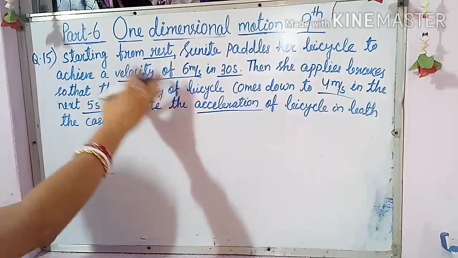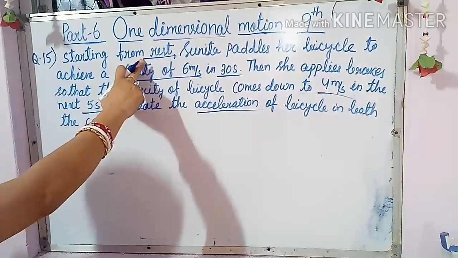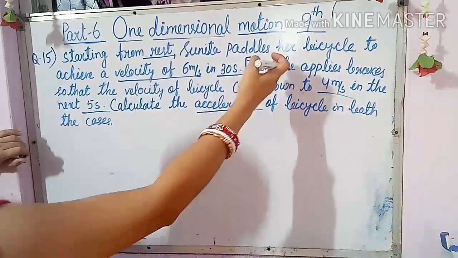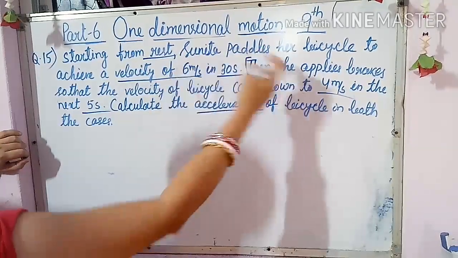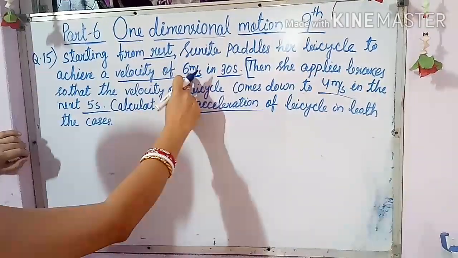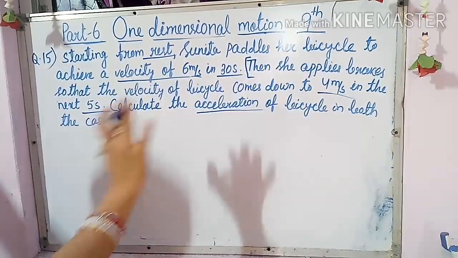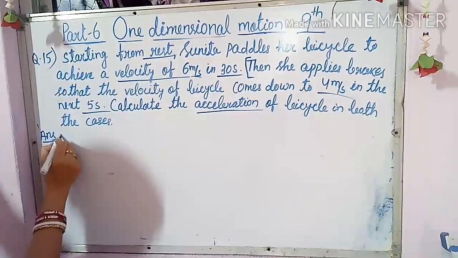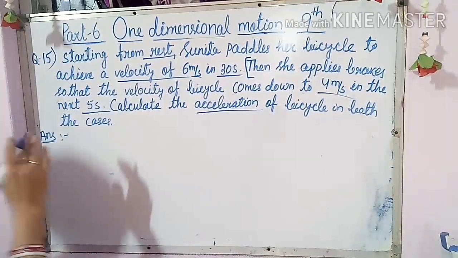Whatever initial velocity you are taking, that only you have to change. In the first case, you take the initial velocity as 0, but when the second case starts, to find the acceleration you have to put the initial velocity as 6 meter per second, because that is what she attained. So here the final velocity is 6 meter per second, but in the second case the initial velocity is 6 meter per second. That is what you have to understand from the question. By the application of the equations of motion only, you can solve this problem, so no need to worry.